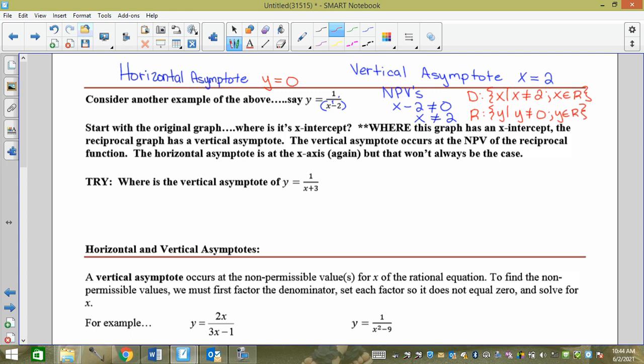So I want you to give me the vertical, the horizontal, and I want the domain and range, please, for this one. Vertical, horizontal, domain and range.